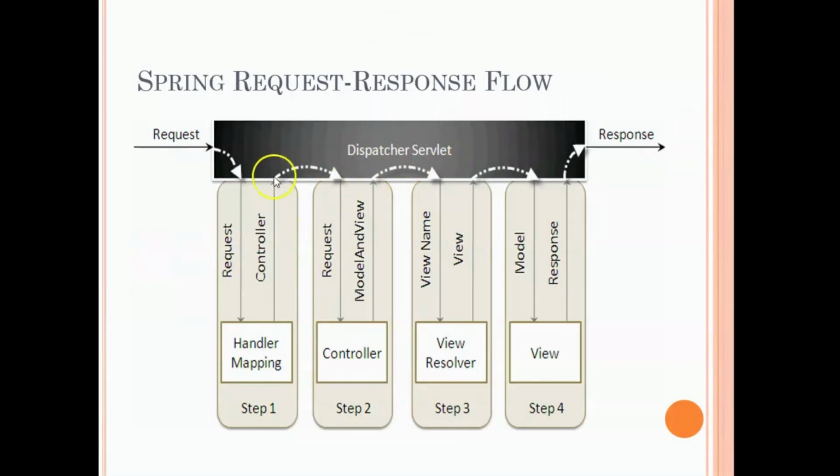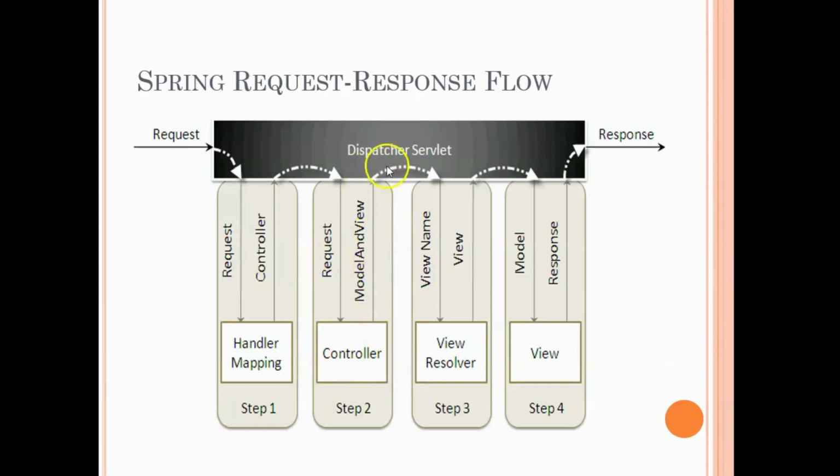Once the dispatcher servlet determines which controller to call the API from, the API receives the request, and then based on whatever request has come in, the method inside the controller does the processing or whatever business logic it is supposed to execute, and it returns back usually a model and view object.